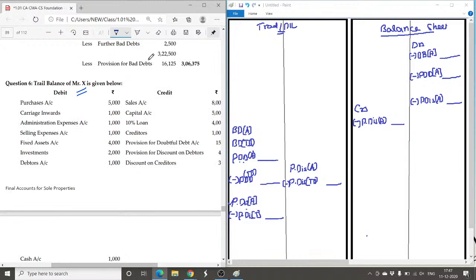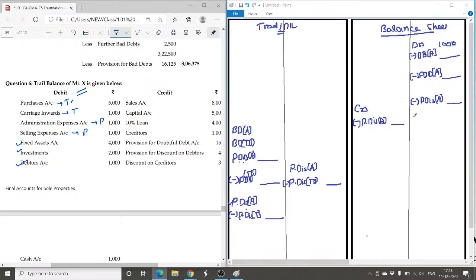Probably I'll now finalize the issues with respect to the debtors. 1000 rupees. You are aware that assets will be shown directly here. We don't pass any journal entry here. And the purchases account will go to the P&L account. This will go to the trading account. Carriage in will go to the trading account. Admin expenses will go to the P&L account. Selling expenses will go to the P&L account. Fixed assets investment will go to the balance sheet.